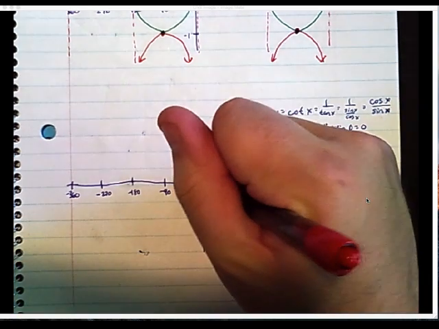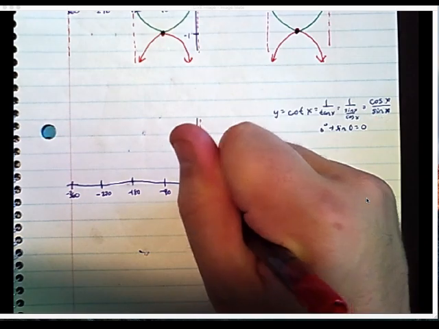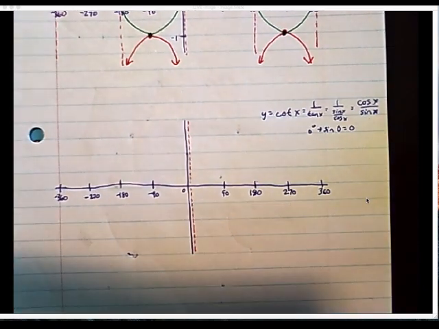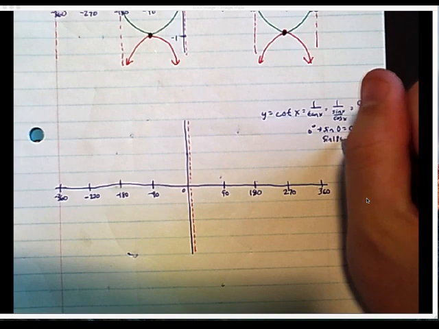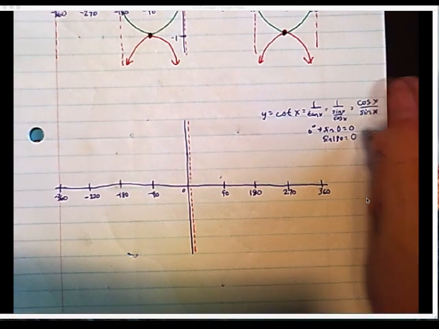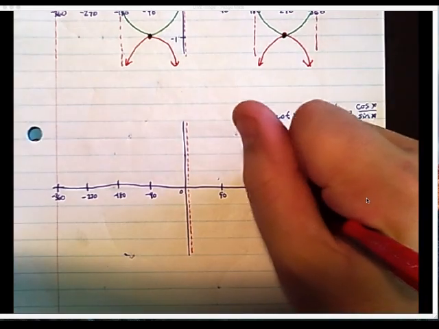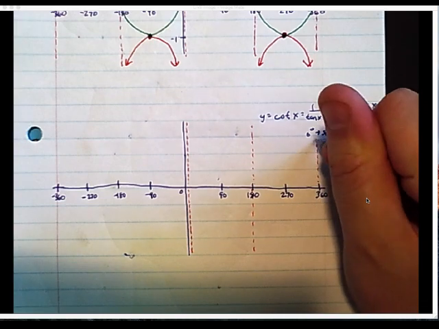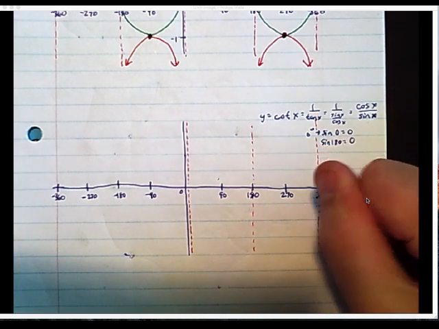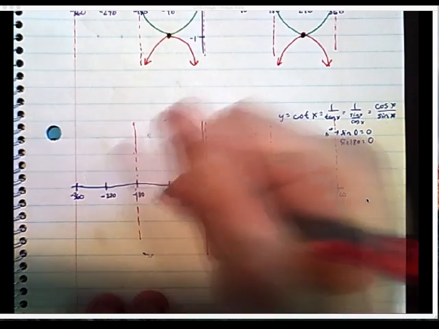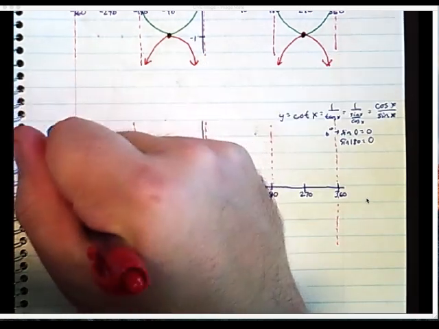So what that does is it creates a vertical asymptote at 0. What about at 180 degrees? Sine of 180, if you think about your unit circle, there's no vertical component, so that's also 0. So we're going to get another vertical asymptote at 180. Then if you keep doing it, we would get one at 360, one at negative 180, and one at negative 360.